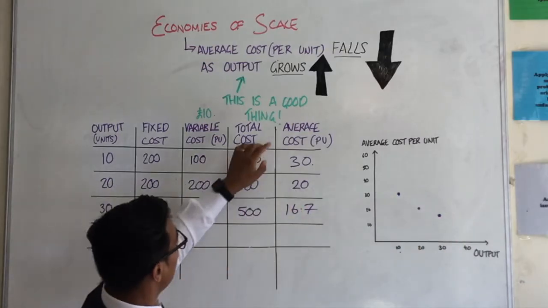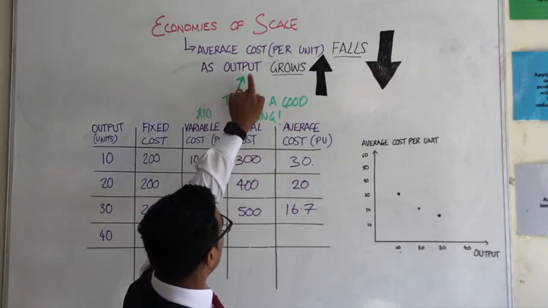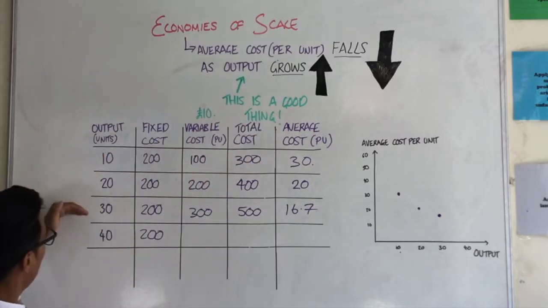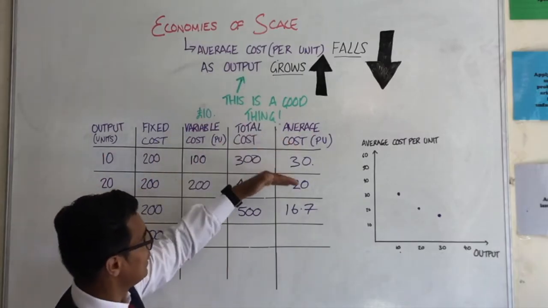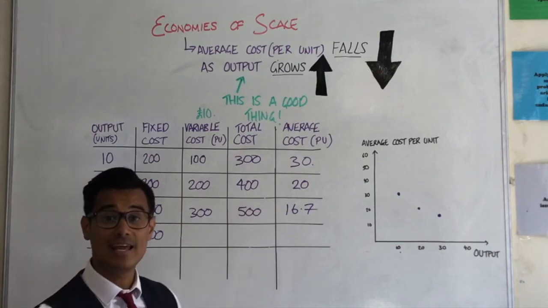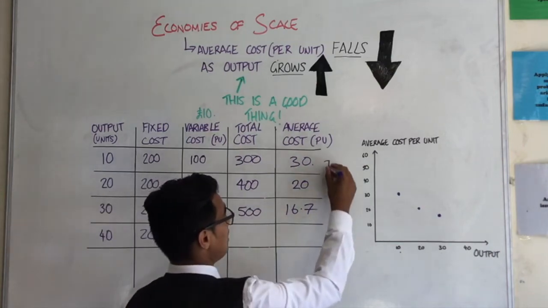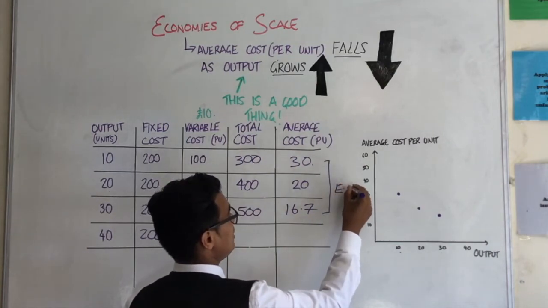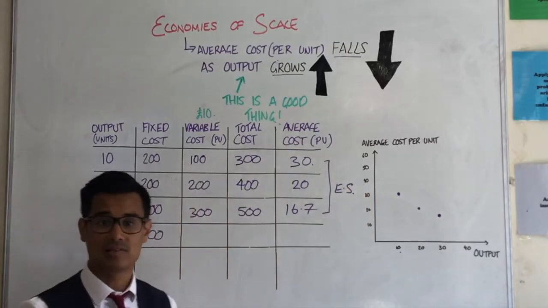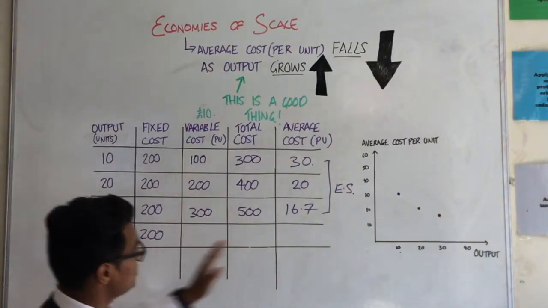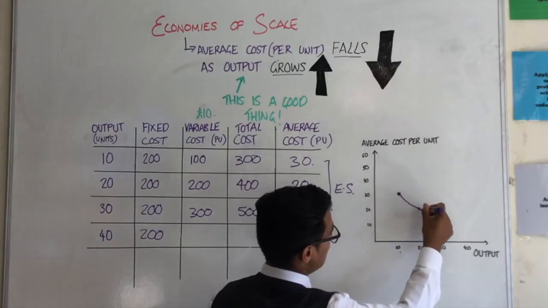So we can see that as you are growing your output, as the units are going up, the average cost is coming down. So you are achieving here economies of scale. So right here, we're achieving economies of scale, EOS. And you can see that here if we connect these dots.